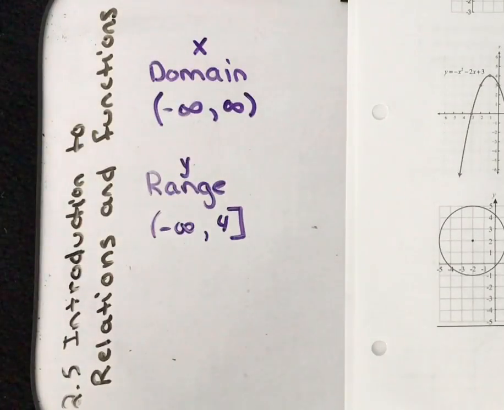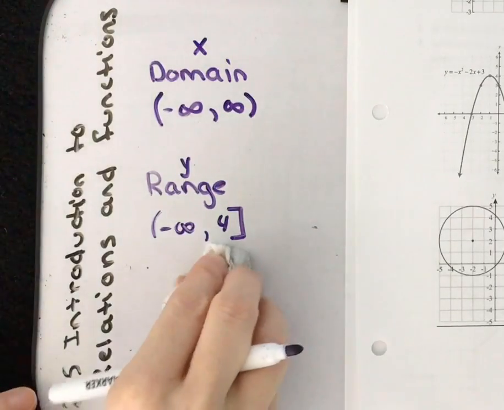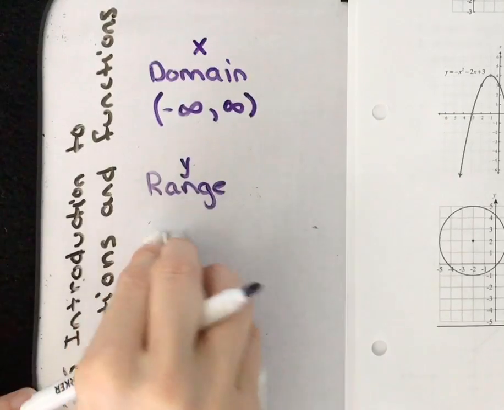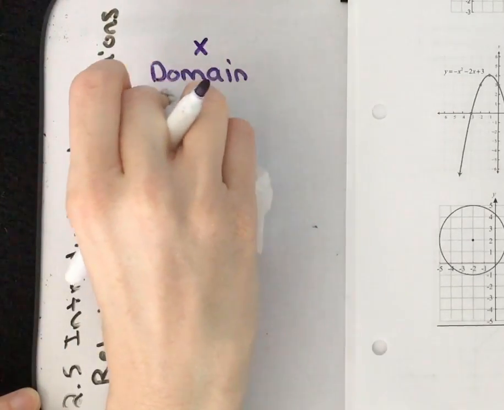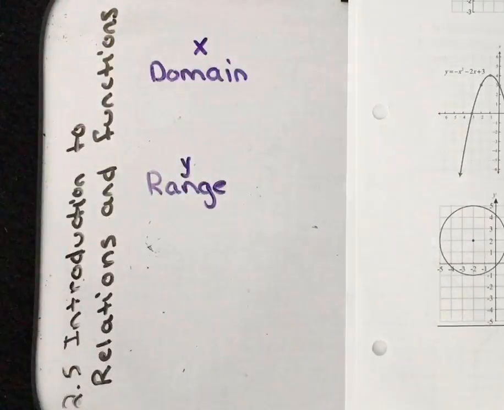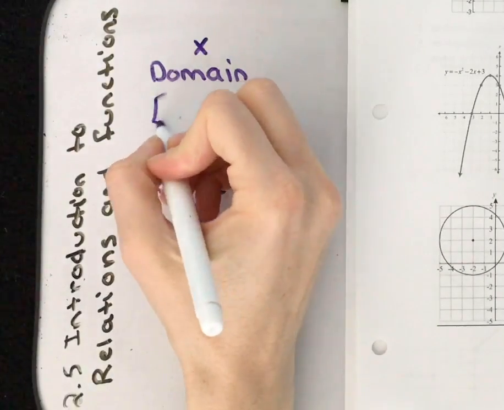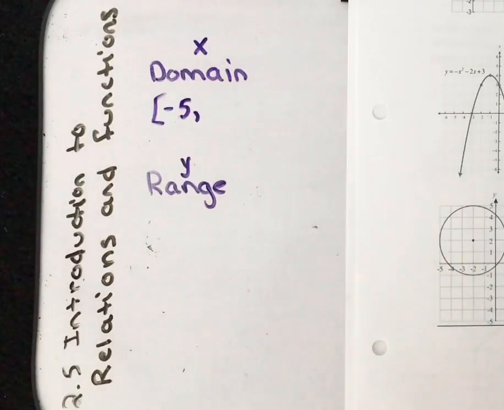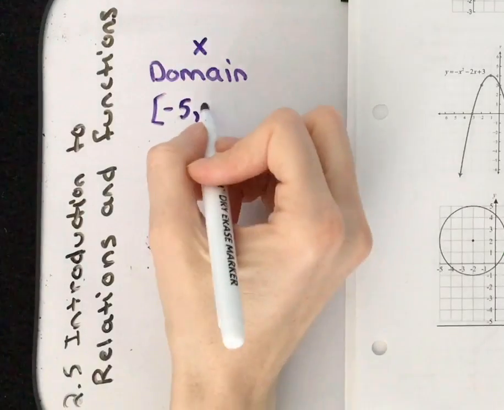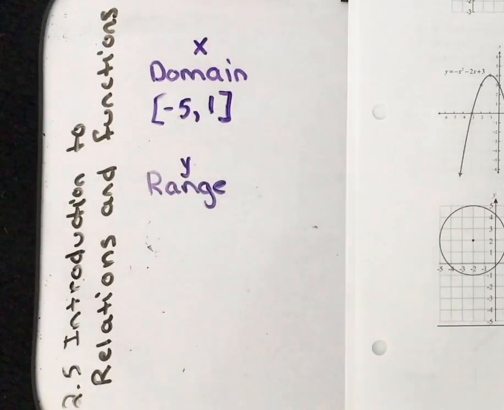This time we have a circle. Well, let's look at the domain first. The domain is all of the x values that are used. So if we go all the way over to this side, it looks like -5 is the end of the x's that are going to be used. But we can use -5, so let's do our bracket. And then going this way, all the way over, it looks like 1 is going to be our stopping point.